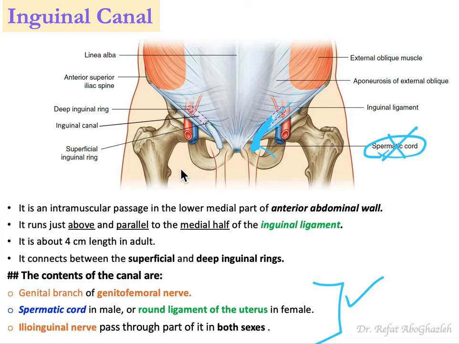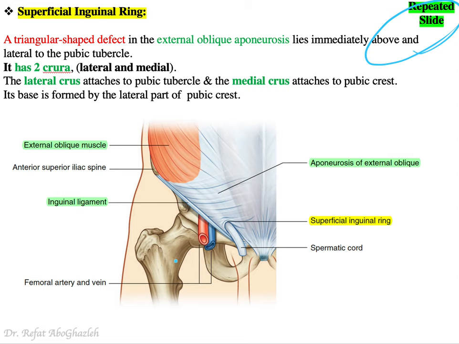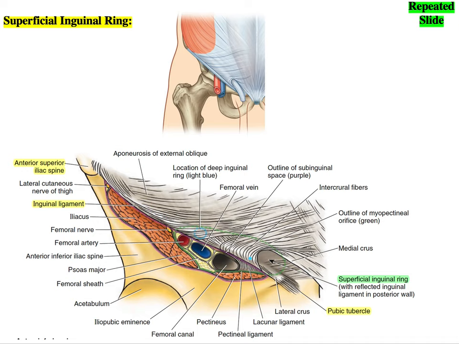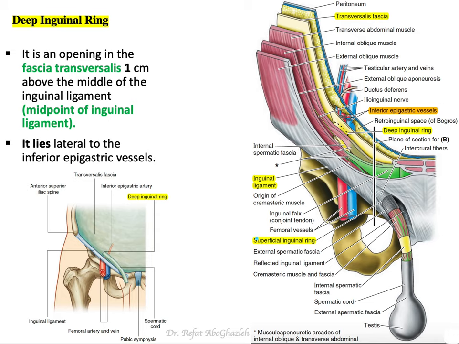So this is a repeated slide just to remind you of the superficial ring. And yes, this is the superficial ring, and this is the deep ring, and in between there is an intramuscular canal known as the inguinal canal. But you have an idea about the deep inguinal ring. What about the superficial inguinal ring, which is located here, right? Above and lateral to the pubic tubercle. But where is the deep inguinal ring? Okay, this is the inguinal ligament. It is just 1 centimeter above the middle of the inguinal ligament. We covered that, okay?